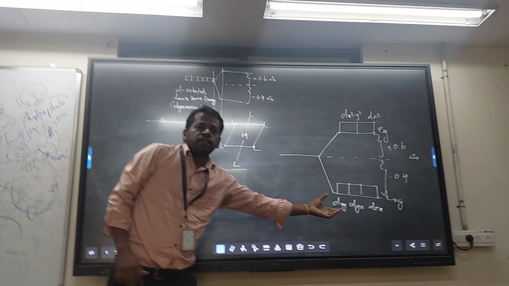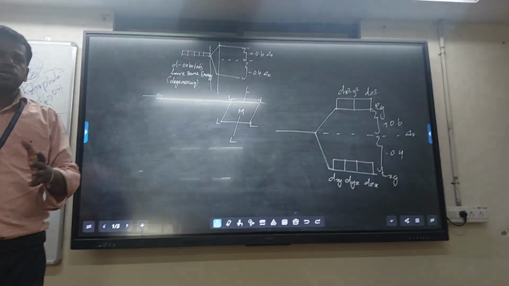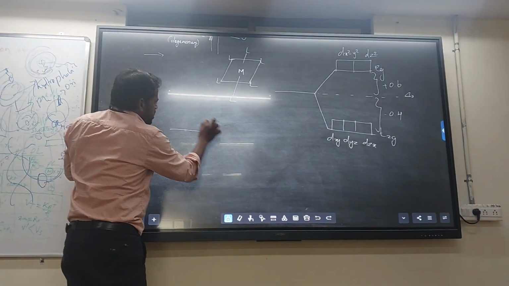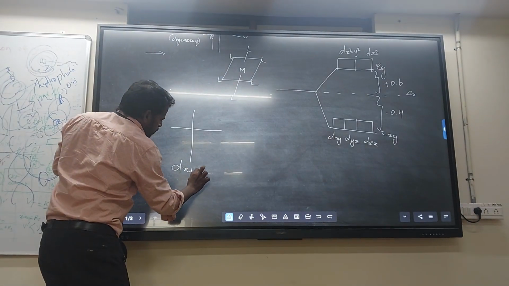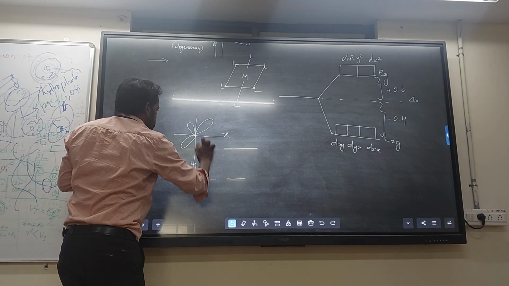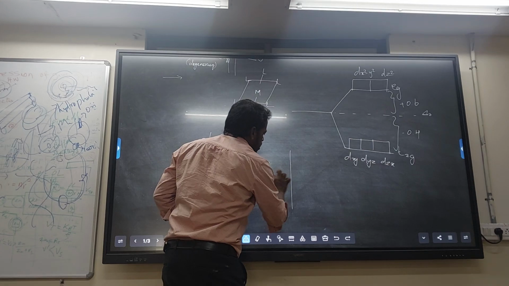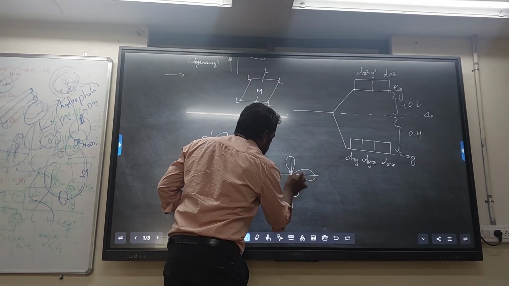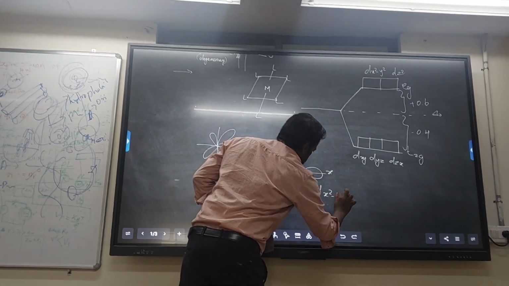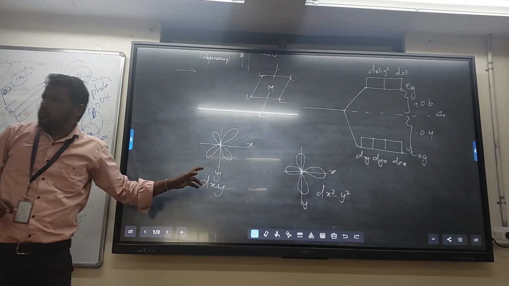Why is the T2G orbital lower in energy? Now only the geometry of the orbitals comes into the discussion. Take the dxy orbital; I am explaining only one. The orbital is like this. Similarly, the dx square minus y square orbitals are like this. Take these two orbitals: this one is higher energy, this one is lower energy.